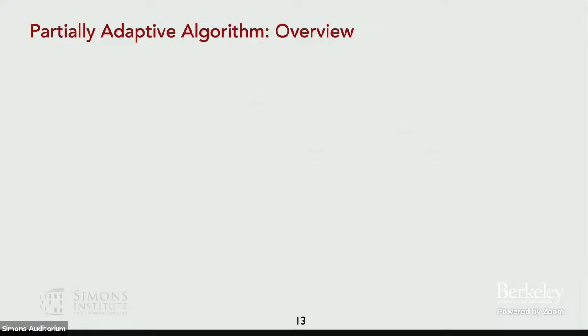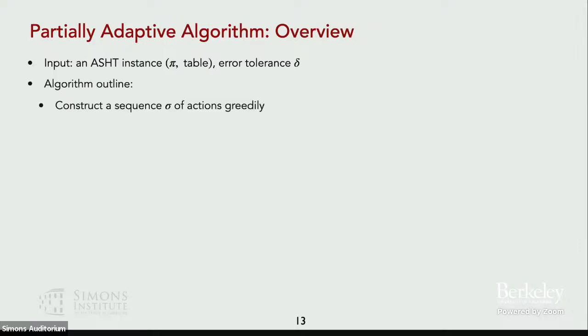For our partially adaptive algorithm, let me give you the outline again. The input is going to be an ASHT instance: the prior pi and the table that we've seen in the previous slides. We are also given the error tolerance delta. When the algorithm terminates, I want it to identify the correct hypothesis with probability 1 minus delta. I will construct the action sequence according to the greedy objective that I will describe later.